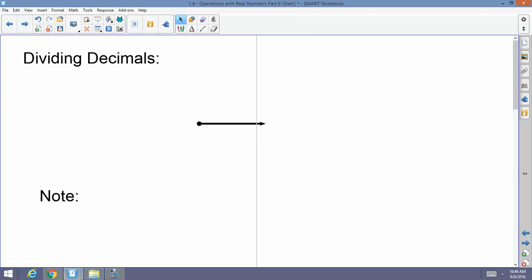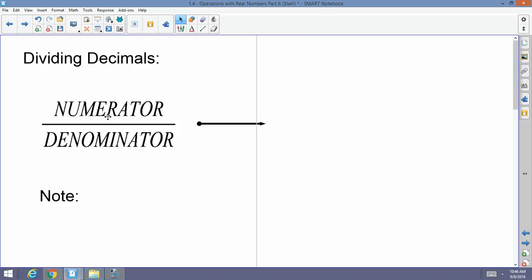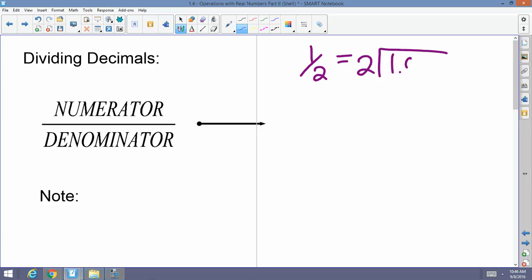Okay, dividing decimals is pretty cool. First of all, let's go over this again. We got a numerator and a denominator, guys. You may be saying, well, Moro, come on, we already did fractions. Well, fractions is the same thing as division. Fractions and division are the same thing. I'll prove it. 1/2. Okay, that's a fraction. But can't I find this decimal value by going 2 into 1.0, which is 0.5? So fractions are just another way to write a division problem.